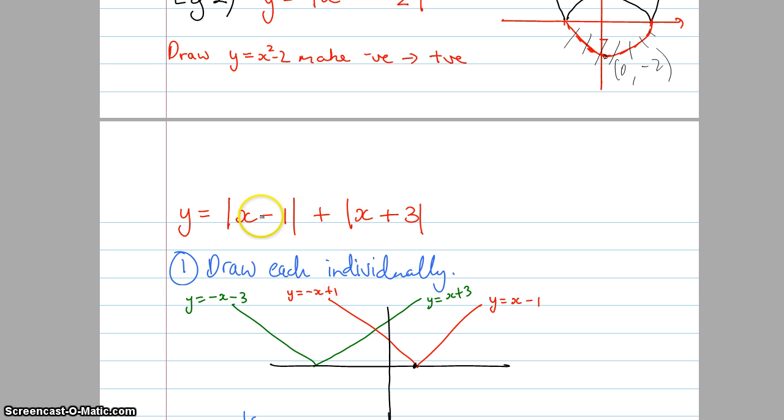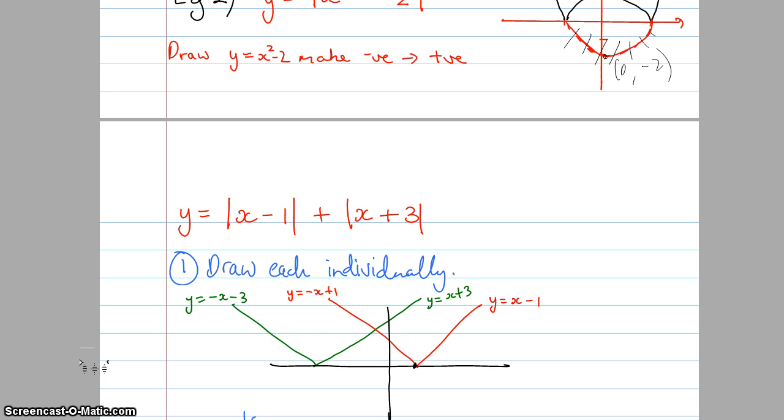Anyway, I've got y equals the absolute value of x minus 1 plus the absolute value of x plus 3. What I'm going to do is draw them individually on this set of axes. So the absolute value of x minus 1 is this graph just here, and those two lines have two different equations. This one is x minus 1, and this one is going to be the negative of that, so negative x plus 1. Similarly, the absolute value of x plus 3 is this line here, and this line here will be the negative of that, so negative x minus 3.